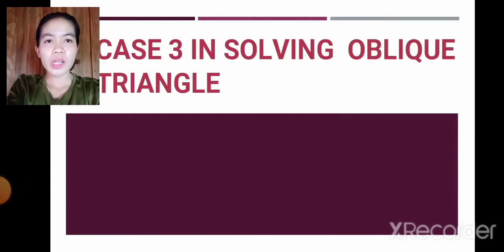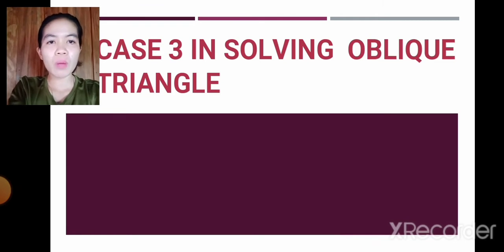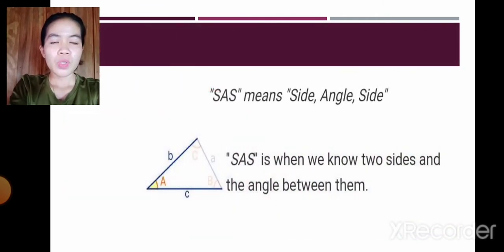For today's video, I will discuss case 3 in solving oblique triangles. So in case 3, which is SAS, it means side, angle, side, as when we know two sides and the angle between them.